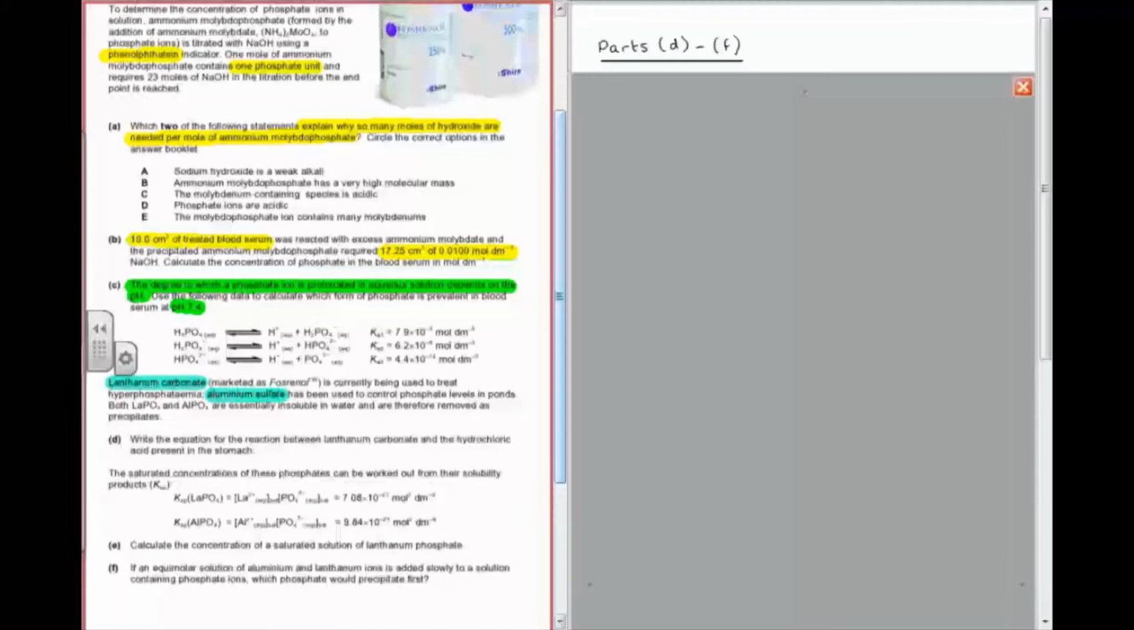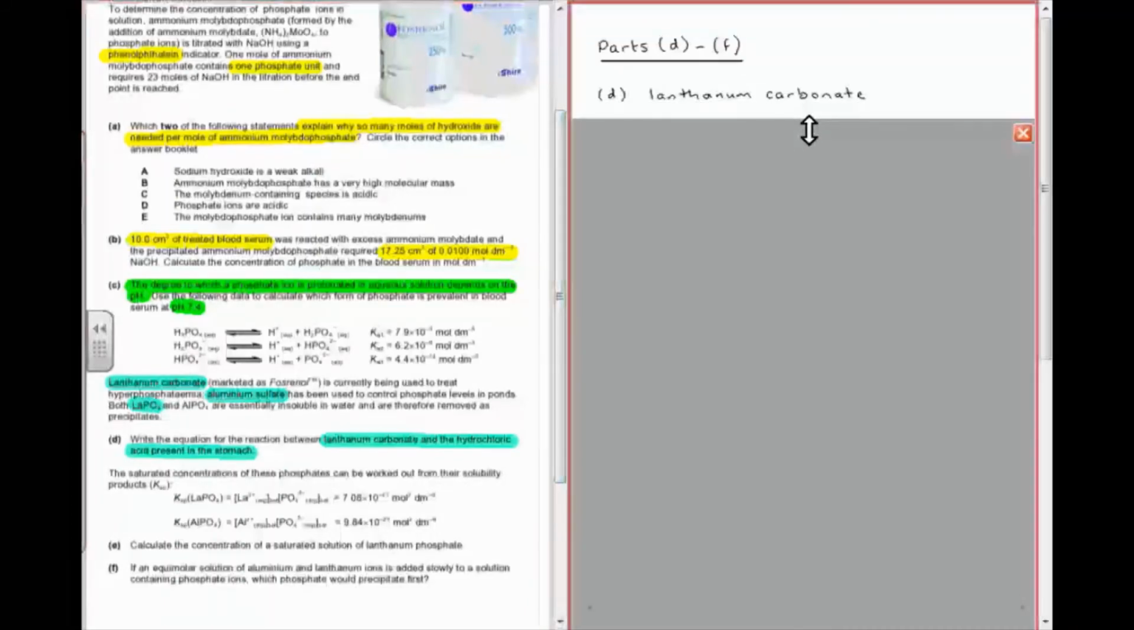Part D of the question asks you to write an equation for the reaction between the phosphorol, the lanthanum carbonate, and the hydrochloric acid, which is present in the stomach. The first thing to do with this question is to work out the correct formula for lanthanum carbonate. Since in the introduction you are told that lanthanum phosphate has a formula of LaPO4, and knowing that a phosphate ion has a 3- charge, you can work out that the charge on a lanthanum ion is 3+.